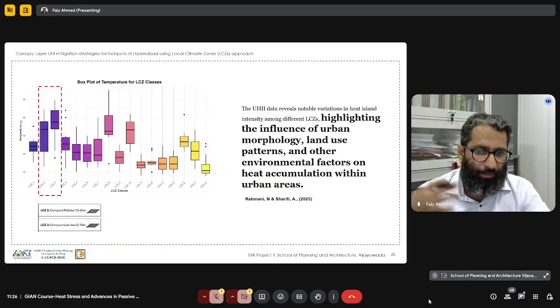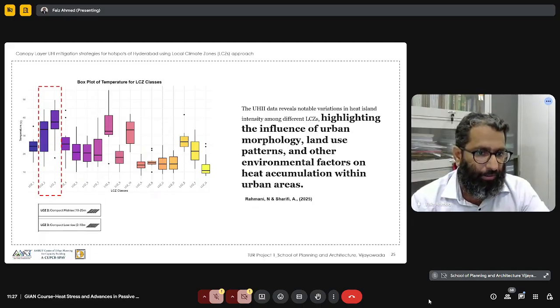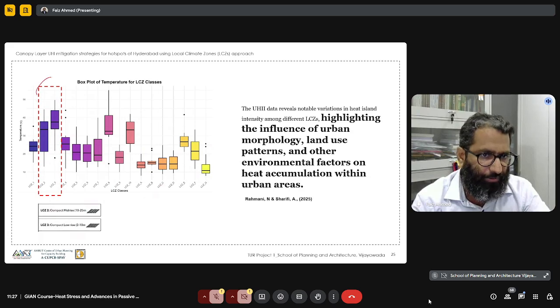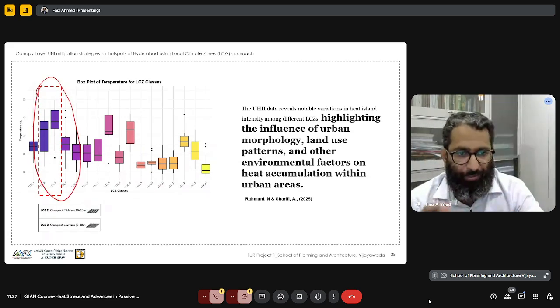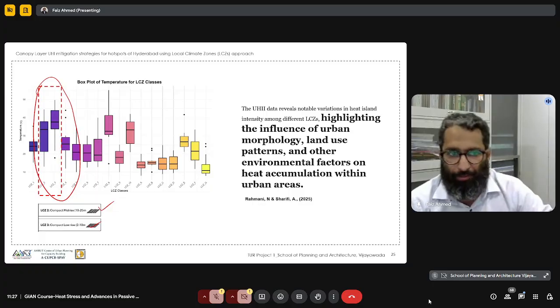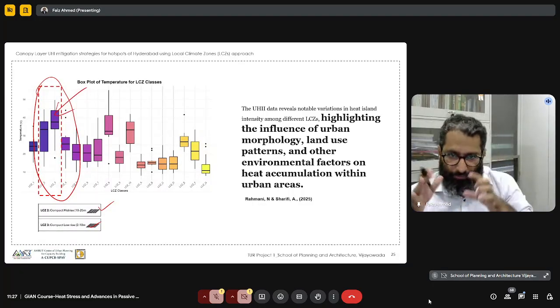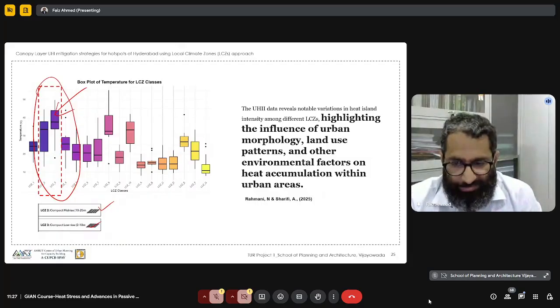And why do we do that? Do we have supporting arguments for this? This has again been well documented in other literature. A lot of studies have shown that UHI intensities are found to be much more severe in LCZ 2 and 3 categories, which are compact mid-rise and compact low-rise categories. At the same time, a lot of solutions have also been worked out for these specific LCZs.